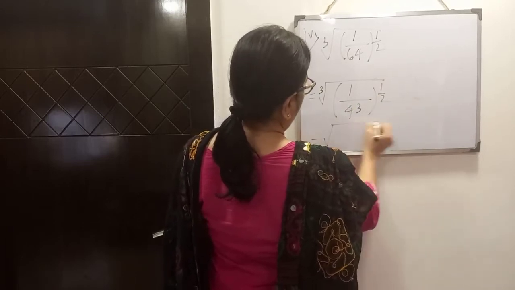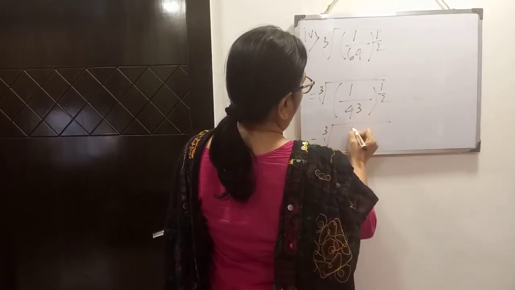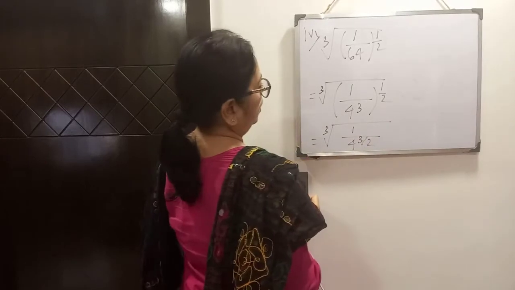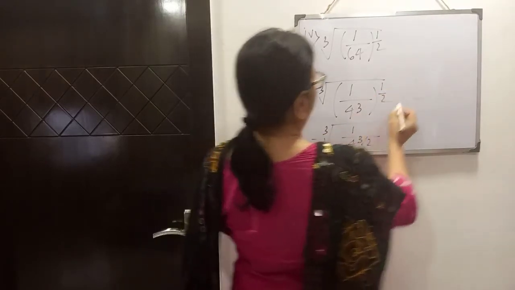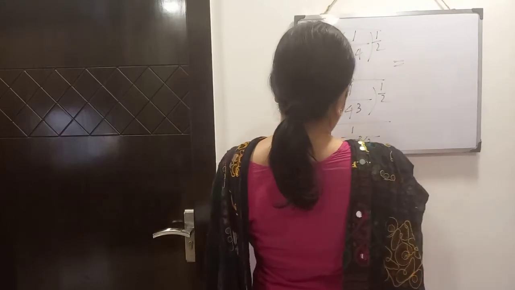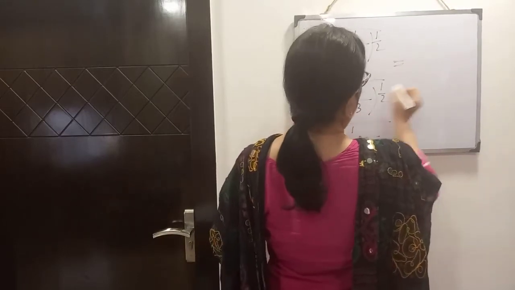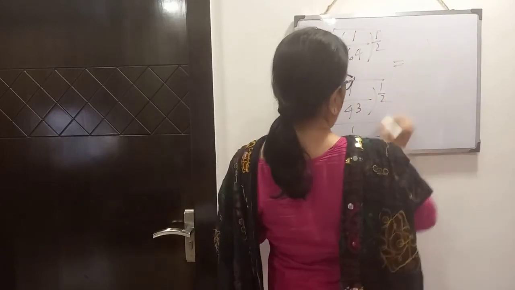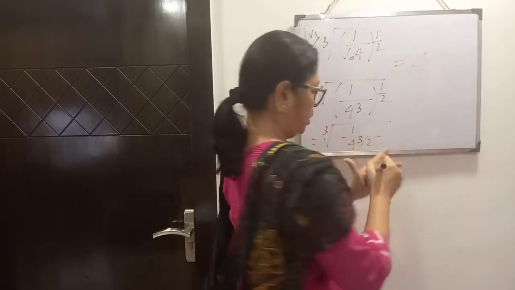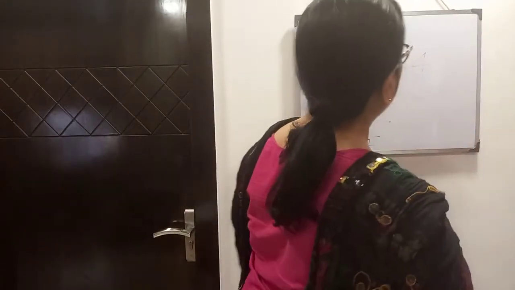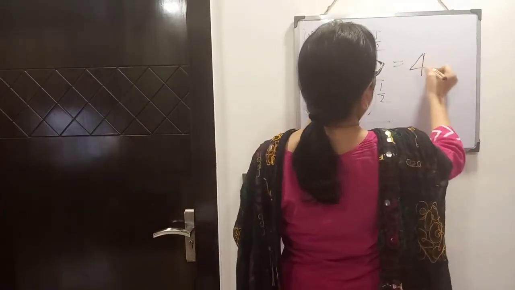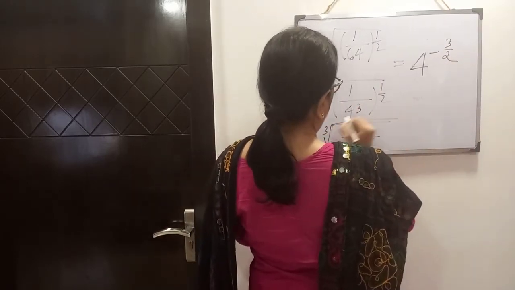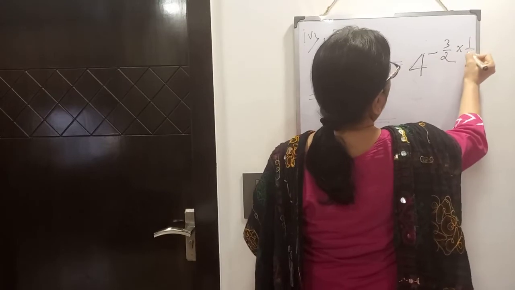Then cube root of this one: 1 by 4 to the power 3 by 2. Clear? 3 by 2. Then next I will remove the cube root. So it is becoming, and this I will take in numerator. So power is positive; when it goes to the numerator, it will become negative. So it will be minus 3 by 2, and I am removing the cube root, so power is becoming 1 by 3.